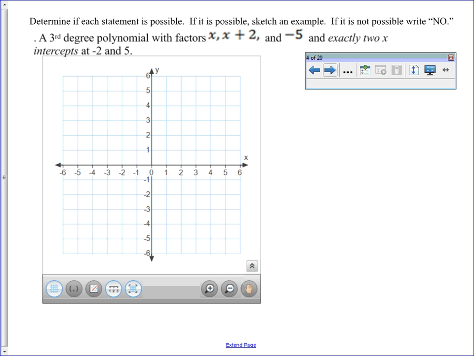A third degree polynomial with factors of x, x plus 2, and I think there's supposed to be an x minus 5. I think that got cut off on the sheet. And exactly 2 x-intercepts at -2 and +5. The problem is that if x is one of our factors, there should also be a zero there at the origin. So this is also not possible.